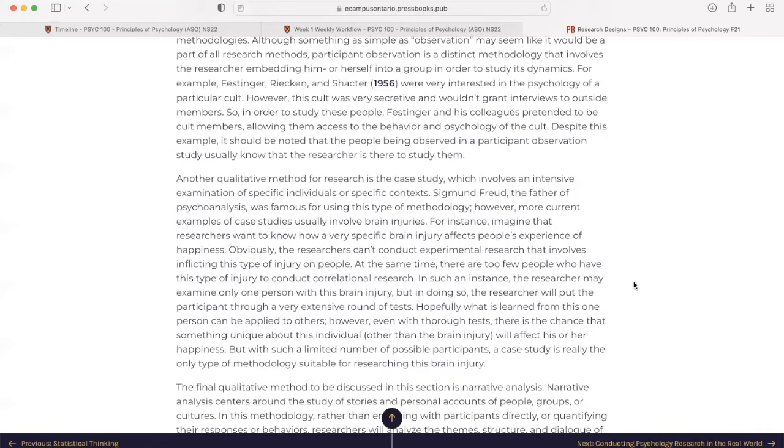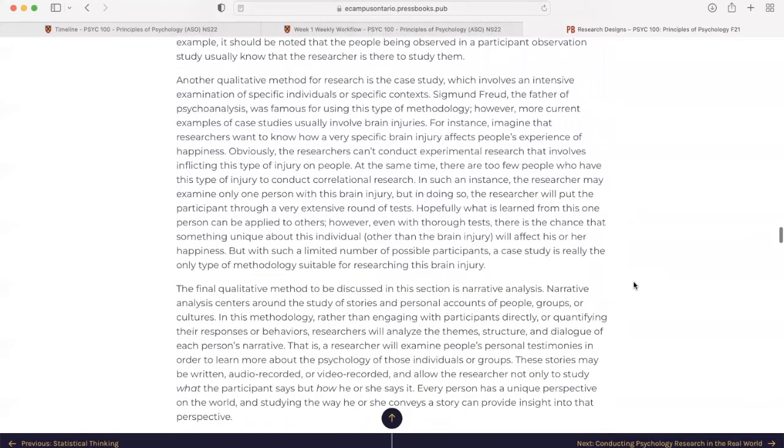For instance, imagine that researchers want to know how a very specific brain injury affects people's experience of happiness. Obviously, the researchers can't conduct experimental research that involves inflicting this type of injury on people. At the same time, there are too few people who have this type of injury to conduct correlational research.